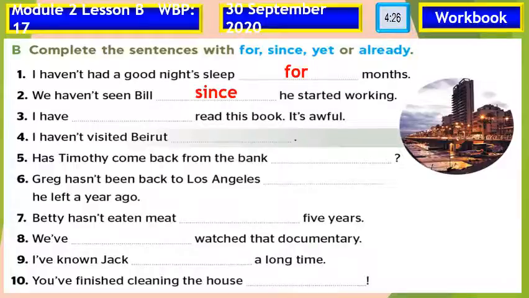I have already read this book. It's awful. I haven't visited Beirut yet. Yeah, that's right, because of the negation. Has Tommy come back from the bank yet? And the second one, Greg hasn't been back to Los Angeles. He left a year ago. The answer is since. Betty hasn't eaten meat for 5 years.